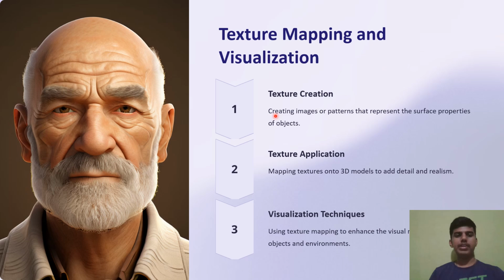Next one is texture mapping and visualization. There are three steps of texture mapping. First one is texture creation. So we have to create the texture, creating images or patterns that represent the surface properties of the objects. The second one is texture application, mapping textures onto 3D models to add detail and realism. The third one is visualization techniques, using texture mapping to enhance the visualization of objects and environments. So these are the three things we are using in texture mapping.